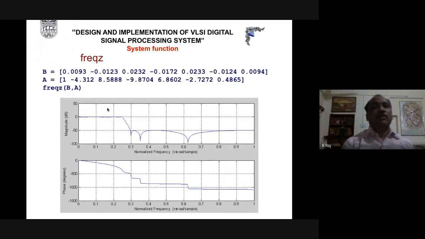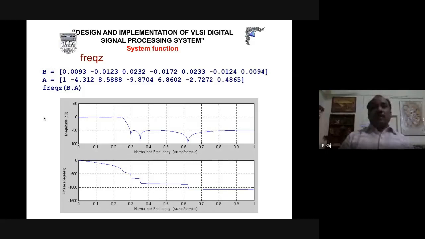And here, we see a very similar command. As we have replaced the S by the Z, what must be the command here? Frequency. Similarly, we have to describe here the B and A, the numerator and the denominator. And if we have described the numerator and denominator and then write the frequency command, we will get the frequency response in the Z plane.